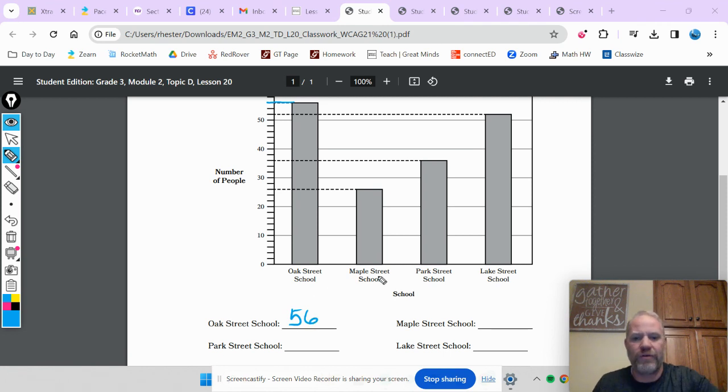And now we're going to move over to Maple Street School. Come over to this dotted line. You're going to see that it falls right here. We're going to start between 20 and 30. So we say, okay, we're going to count by twos, 20, 22, 24, 26. So we have 26 again, or 6 again, I guess I should say.